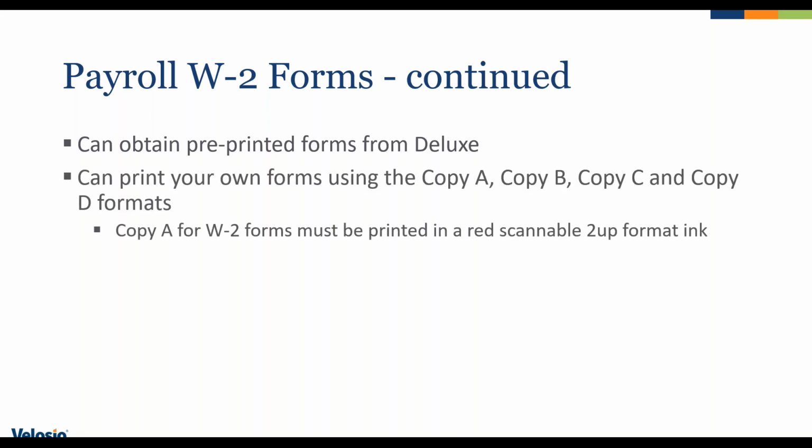You can also print your own forms using the copy A, B, C, and D formats. These formats are what we refer to as the plain paper copies, and they will actually print with the boxes as well as the numbers for you. Copy A is the federal copy, and that must be in the scannable red ink. But the copies B, C, and D, it's not required for those to be in that red ink.